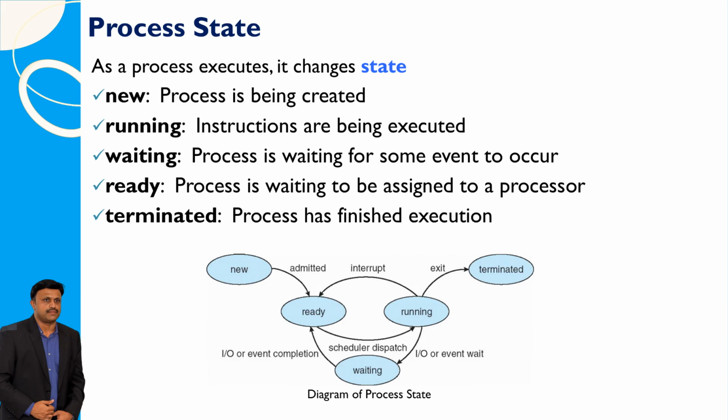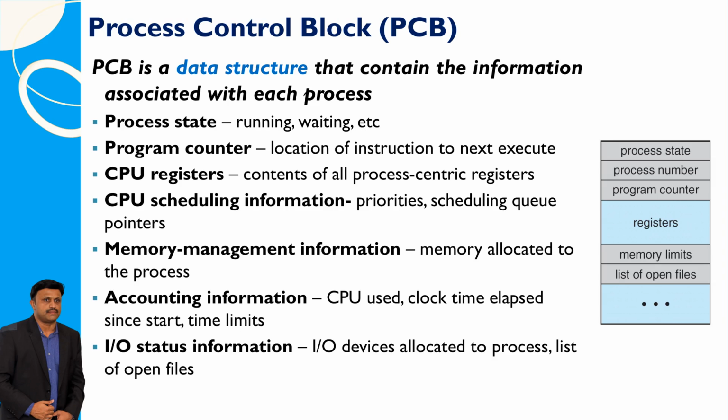The process state undergoes several transitions as it executes. Initially, it starts in the new state as it's being created. Once it begins executing instructions, it enters the running state. If it needs to wait for an event, it shifts to the waiting state. In the ready state, the process awaits assignment to a processor, and finally, when execution completes, it enters the terminated state.